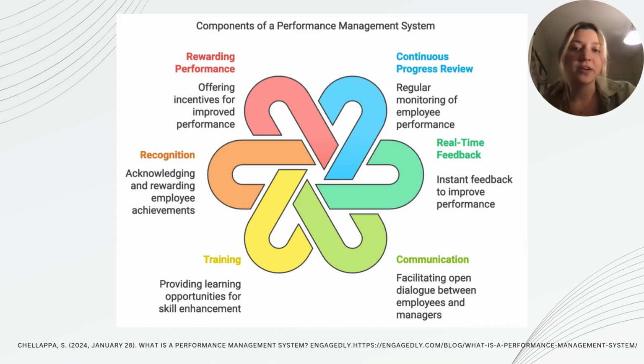So this is a diagram of the performance management system. And that ensures that employees are motivated and aligned with their organizational goals and continuously improving. So this involves things like goal setting, regular feedback, communication training, rewarding of performance.